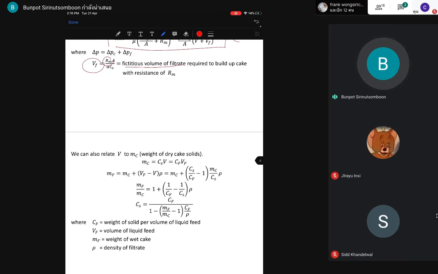Okay, so if you have the cake that also holds some of the liquid, it's going to be wet cake. But if you remove all the liquid from the cake, it's going to be dry cake. So you can use these equations. Basically, these equations are just different versions for your calculations. You can use this to find the amount of wet cake, the amount of dry cake, the ratio of wet cake to dry cake, or many other things.